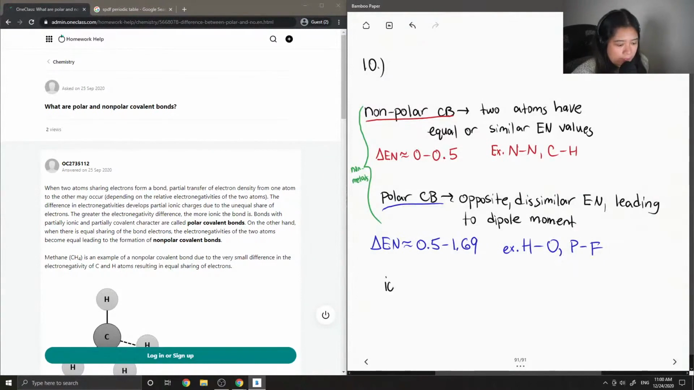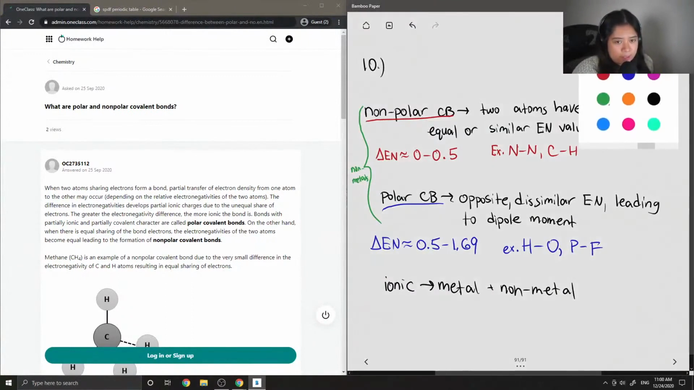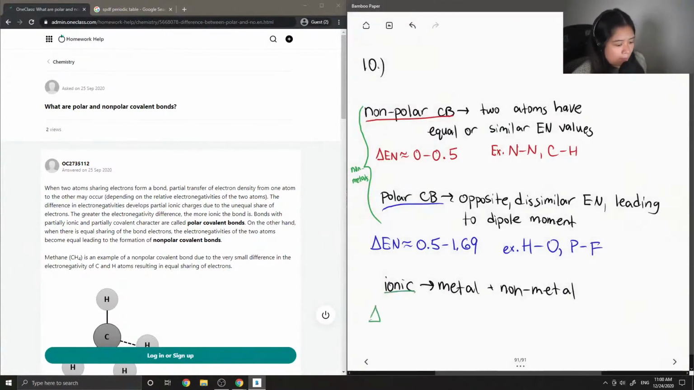When we have an ionic bond, this is between a metal and a nonmetal. So every time you see a metal being involved in the bonding, then we know that it is ionic. And for the difference in electronegativity, it's typically greater than 1.7. So an example of this would be potassium fluoride.